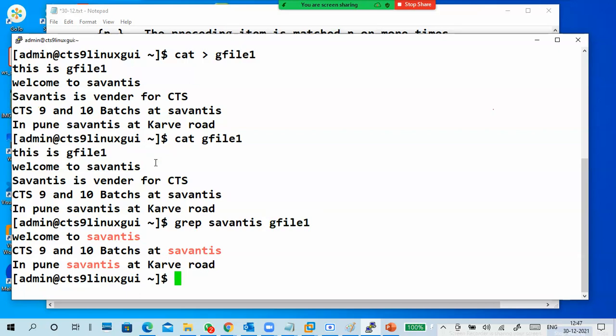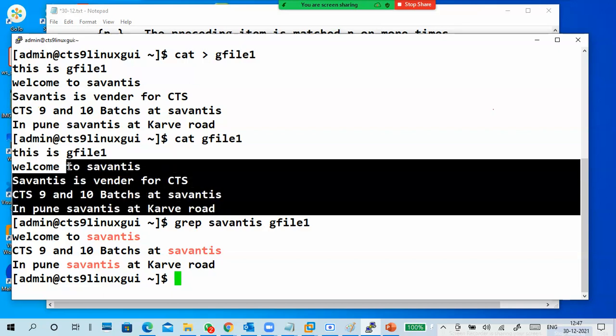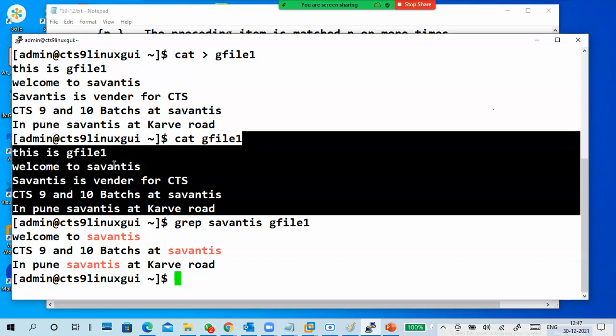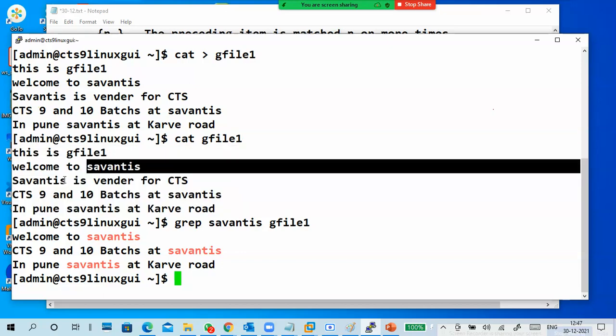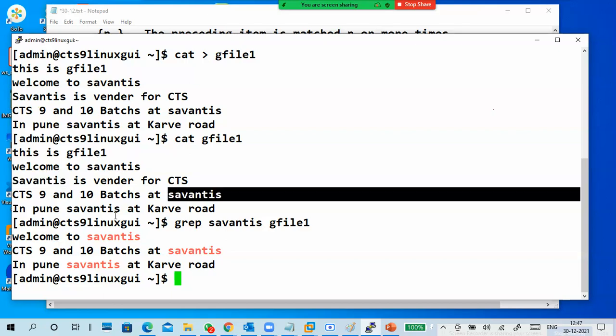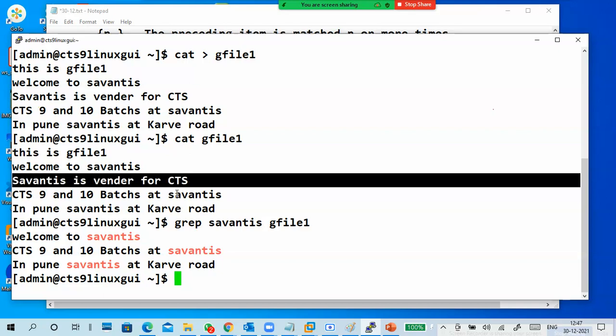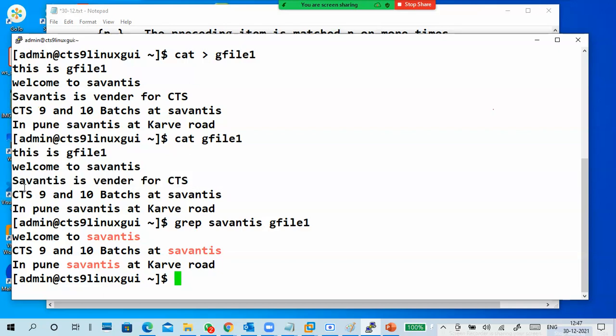Sorry, g file one. How many lines are having Savantis here in this one? One, two, three, four. Very good. How many lines is it displaying? Three. Why is this line missing? Capital S. Yes, very good. Case sensitive, right? That's the problem.